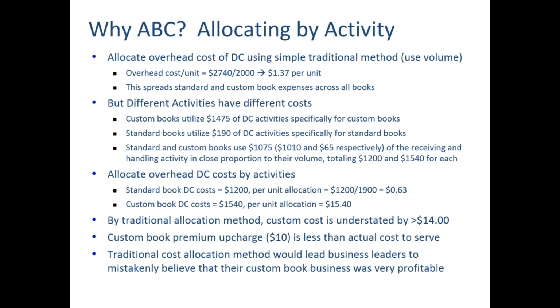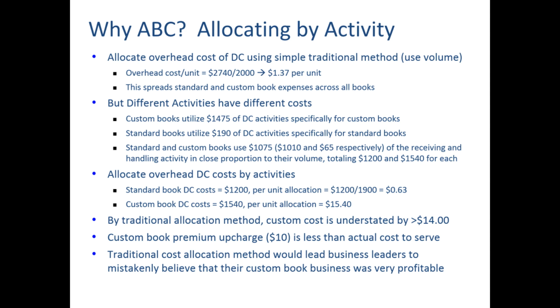Now, using the information provided, if the company allocates the DC costs to each book based on volume, which would be kind of a traditional measure, then the overhead cost per book is $2,740 divided by 2,000 units, or $1.37 per book. This spreads all of the costs evenly across each unit. But, of course, as we know, the standard and custom books require different activities that have different costs.